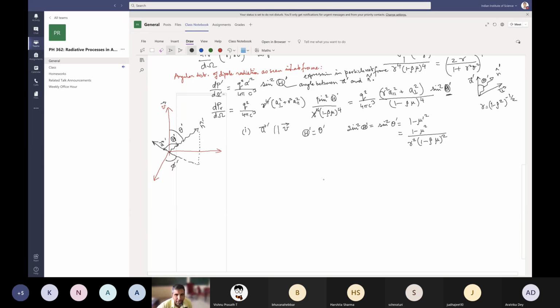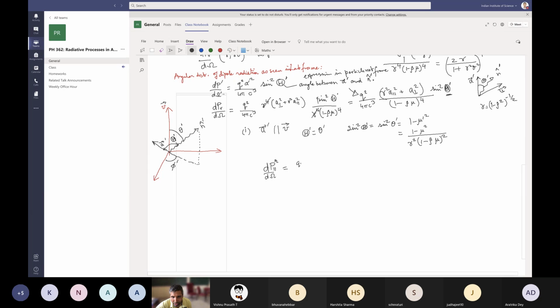So what do we have? We have dp by d omega, and we can actually call it parallel because then we are considering radiation. So in the direction parallel, if acceleration is parallel to the direction of velocity, then we have this. All I am doing is actually substituting in this equation the expression for sine squared theta prime. So what do I have? And of course a perp is 0, so what do we have?